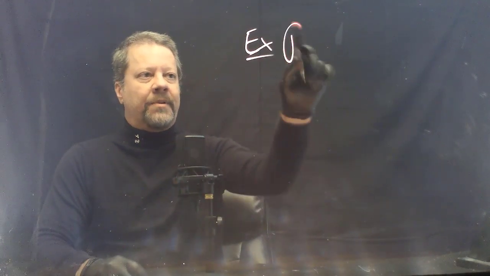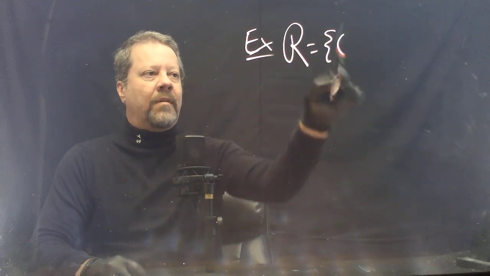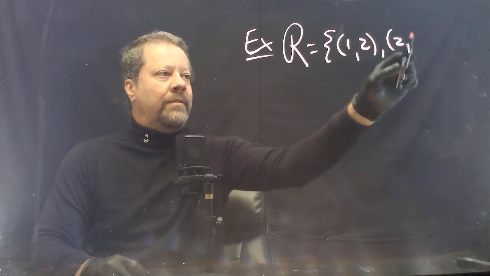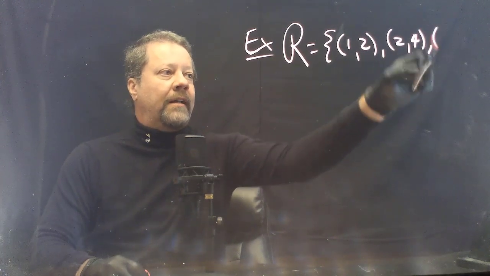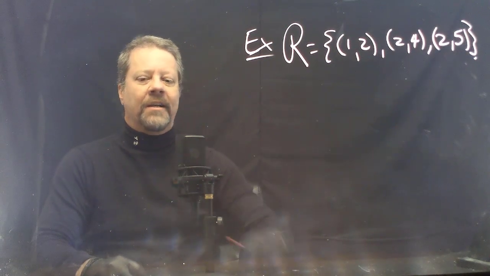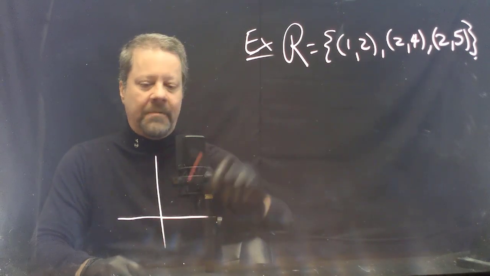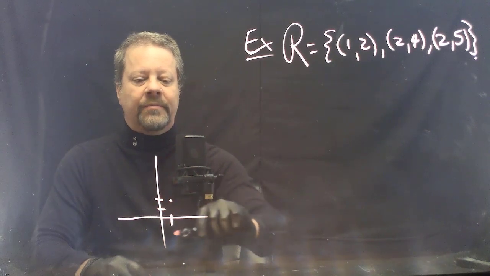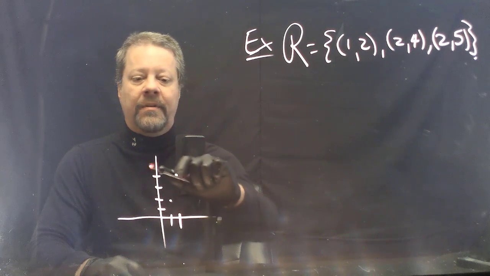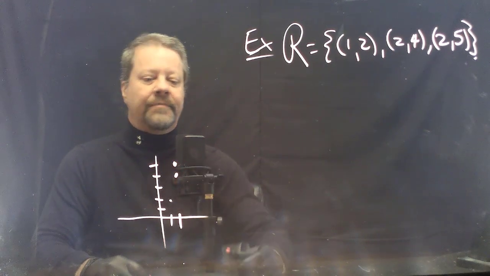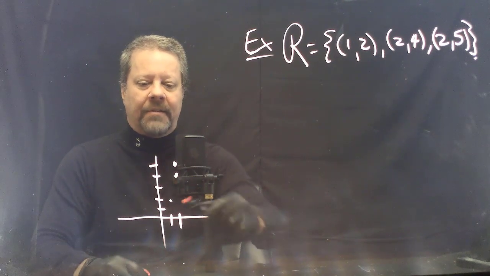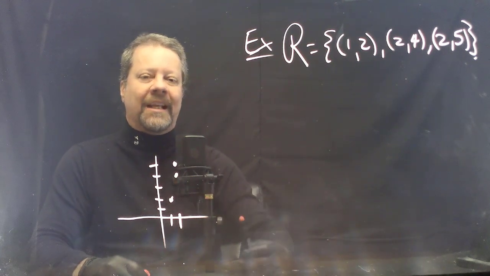Here's another example. Suppose I have R, which is (1, 2), (2, 4), and (2, 5). These points here, just those points. It's just a collection of ordered pairs. This is the graph of that relation.